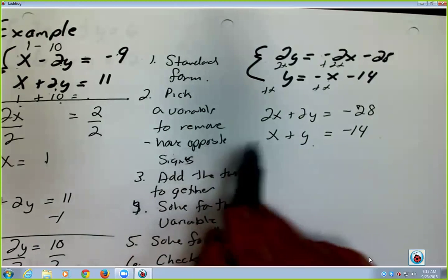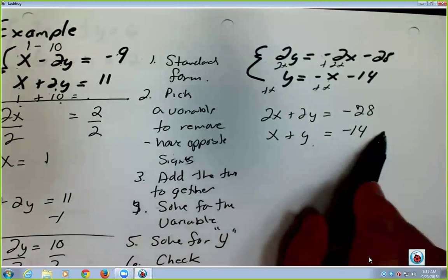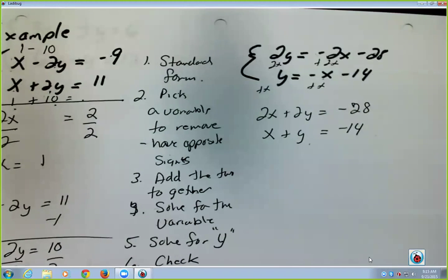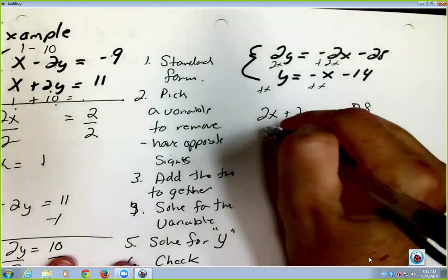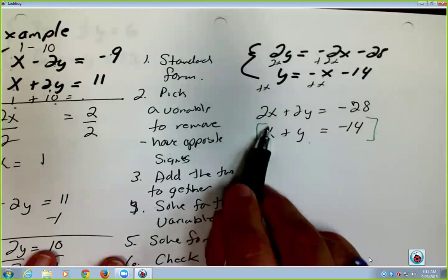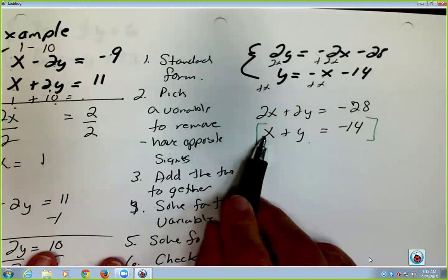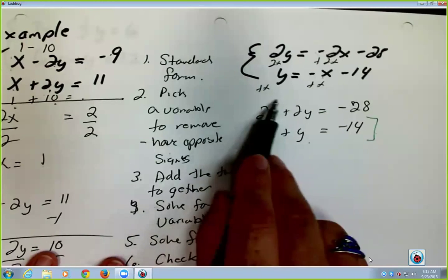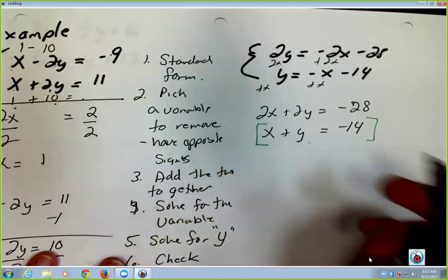So if I want to say, I'm going to make x's go away, what I would have to do to make my x's go away is I need to take that bottom equation. Get a different colored pen here. I need to take this bottom equation to make x go away. What would it have to become? Well, it would have to become a -2. We all agree? Because this is a +2, this one had to become a -2.